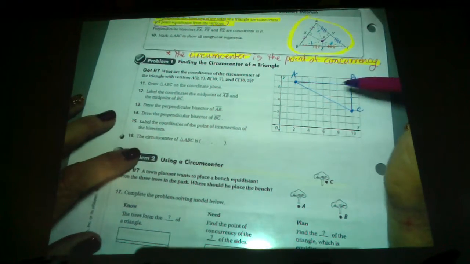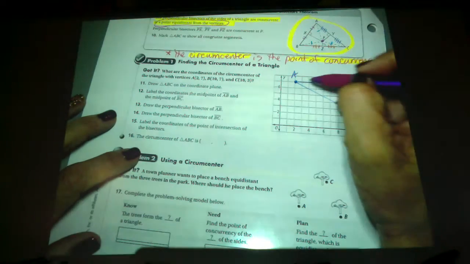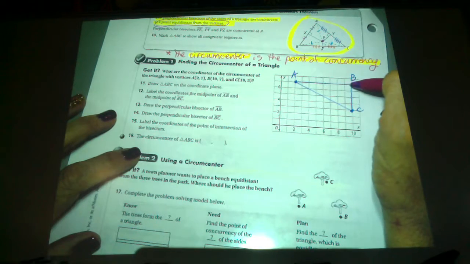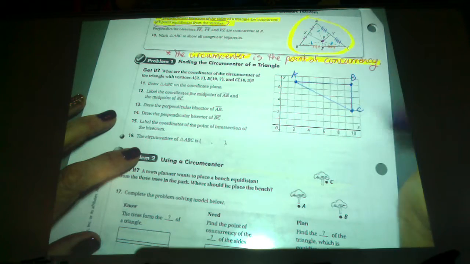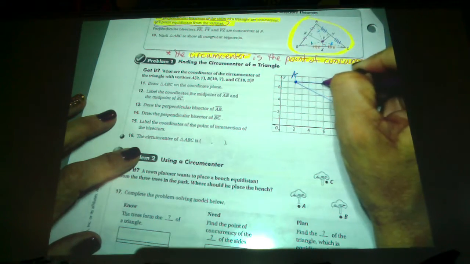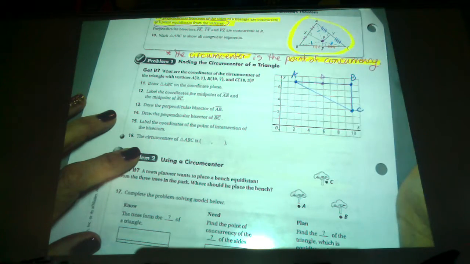So here's our triangle. So we drew number 11, we drew the triangle on the coordinate plane, we labeled the coordinate, we want to label the coordinates of the midpoints. So we're just going to go ahead and give those whatever letters we feel like. So find the midpoint from A to B. How far is A to B? What's the distance from A to B? 8. So halfway would be 4. So right here, I'm going to call this point D is the midpoint.